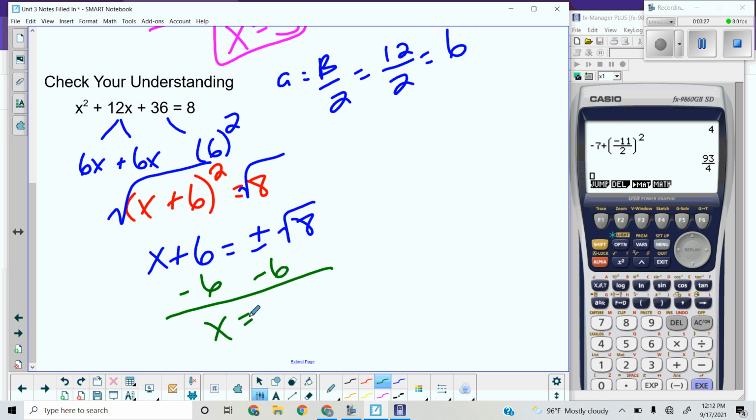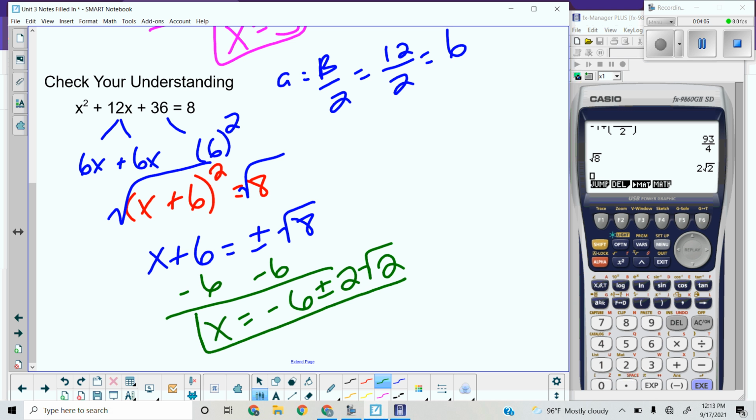X equals, now because our 8 is under the square root, we can't put those together. So we're going to write our whole number first, so that negative 6 plus or minus, and if we put the square root of 8 into our calculator, we get 2 square root of 2. Now we still can't put the negative 6 and the 2 together because there's that square root attached to the 2. So this would be our answer.